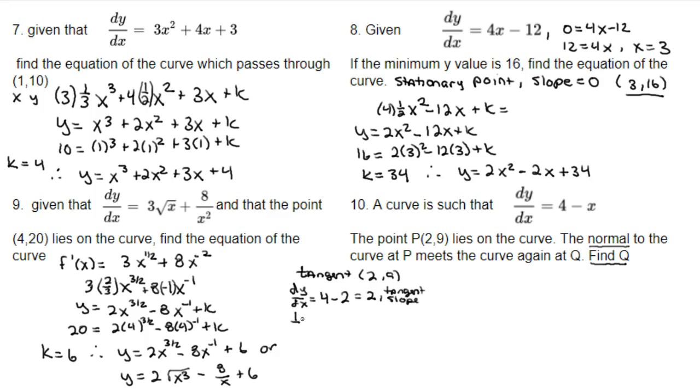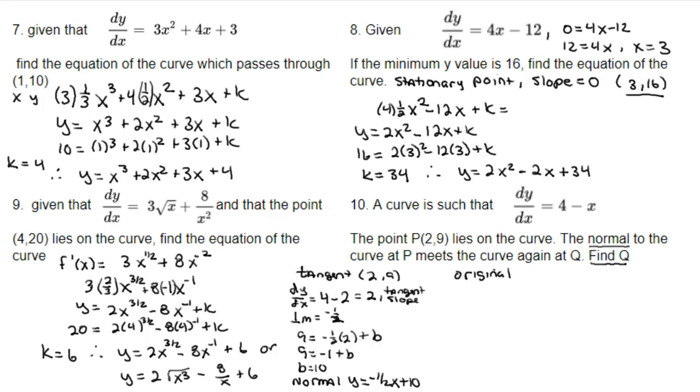Now, the reason that's important is because now I can figure out the normal slope. The normal is just perpendicular. So I know the normal slope is negative 1/2. And so now all I've got to do is find the equation of a line, substituting the point I know, (2, 9), and I found out the y-intercept is 10, and so my normal equation is going to be y equals negative 1/2 x plus 10.